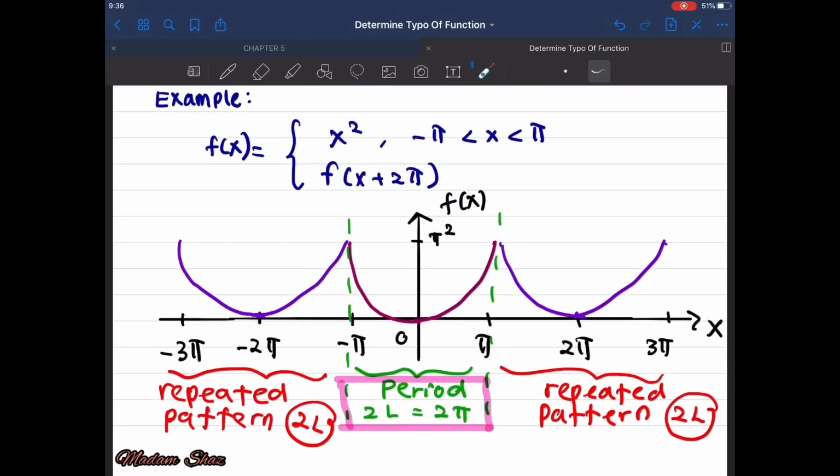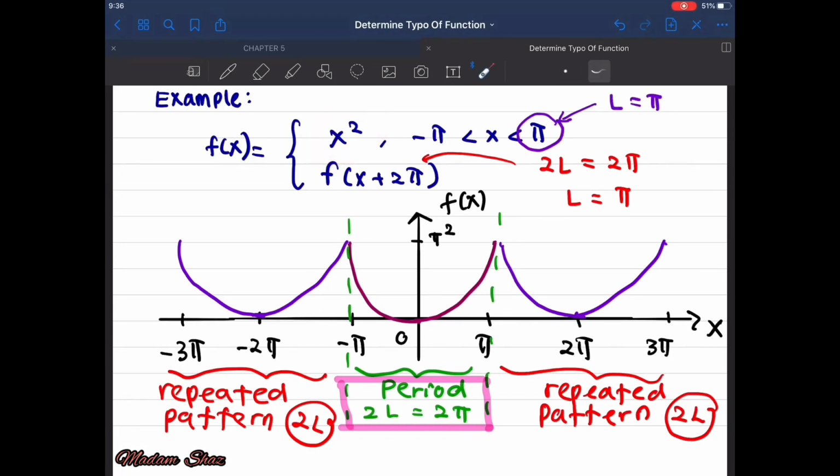So let's refer to the next example. f(x) is equal to x to the power of 2 from negative pi to pi. The periodic function is f(x + 2 pi). So 2L is equal to 2 pi and L is equal to pi. Some of the questions will ask you to determine the value of L. So this is how to determine the value of L. Another method is from the highest limit here, which is L equal to pi.